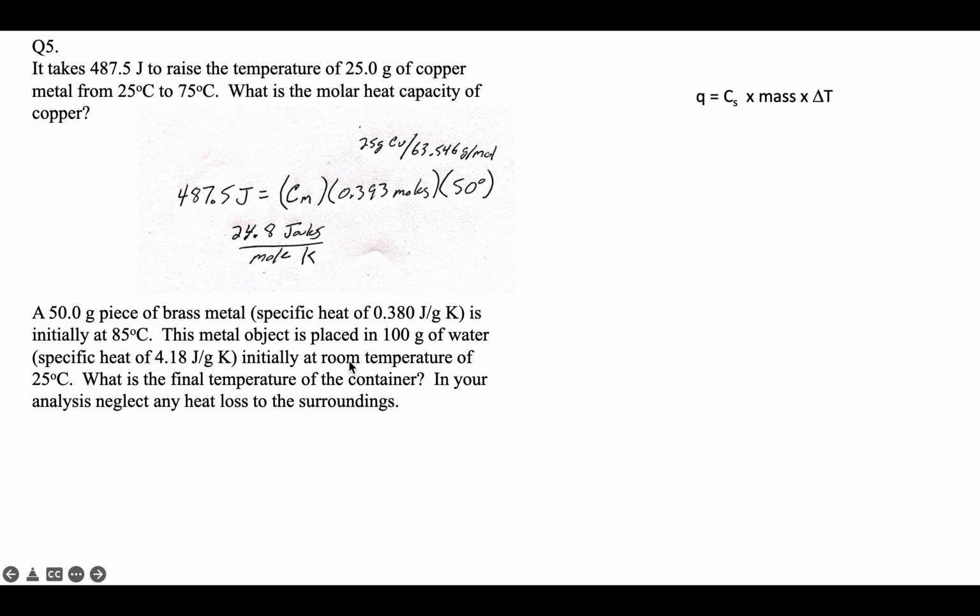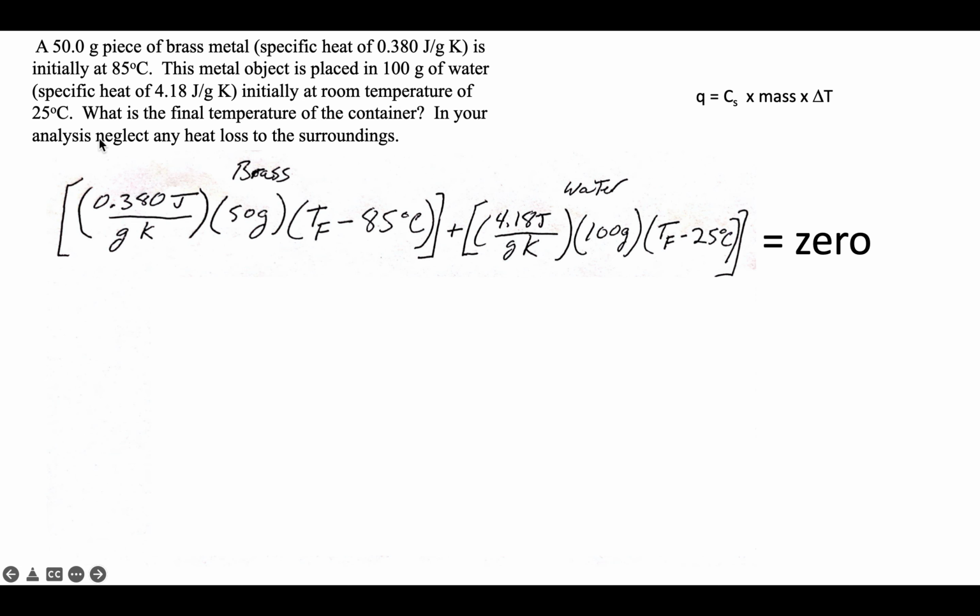The second one right here, this is also one involving heat capacity. It's a little bit more involved. So in this scenario, you have a piece of metal that's 50 grams that has a specific heat of 0.380 joules per gram K. And that's initially at 85 degrees C. It's then put into 100 grams of water, which is at a lower temperature at 25 degrees C.